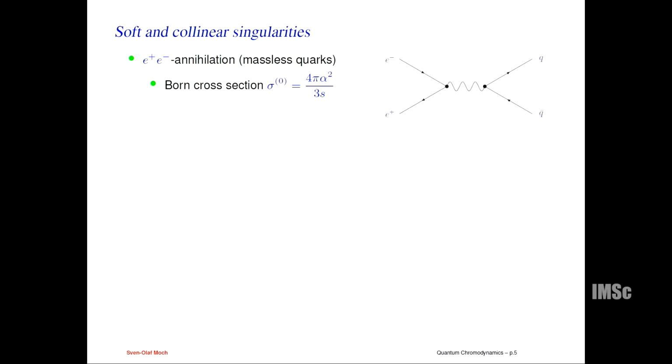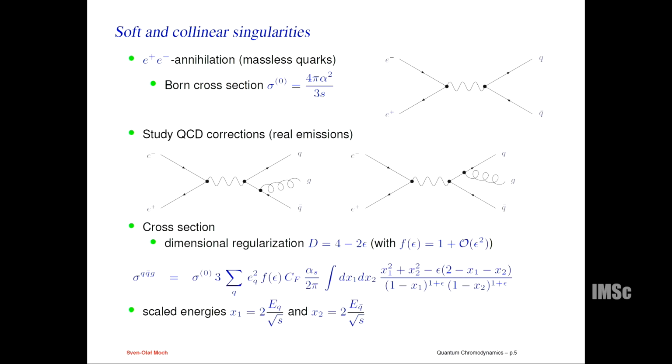You write down the Feynman rules, you square the amplitude, and then you get 4 pi times alpha electromagnetic over 3 times the center of mass energy. So this is the number. This is fine. And then we want to add QCD corrections. Since we only have colored particles in the final state, we arrive at the same diagrams that were already discussed yesterday in the last lecture in full glory.